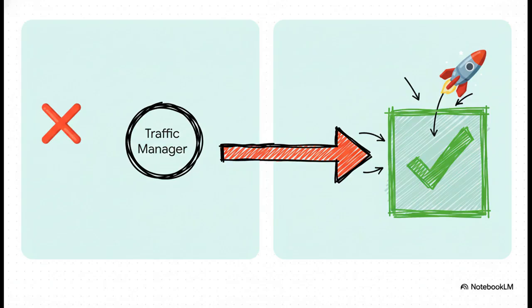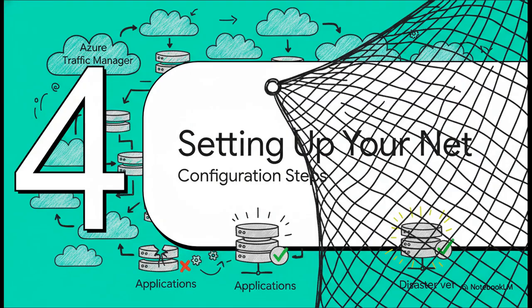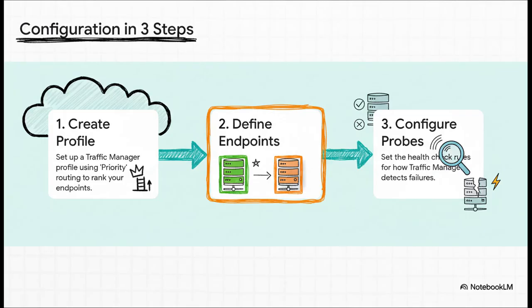to flip a switch. Okay, so you might be thinking, wow, that sounds incredibly powerful, but it must be a nightmare to set up, right? Well, what's really interesting is just how straightforward it is to configure this safety net for your own applications. It really just boils down to three main steps. First, you create a Traffic Manager profile and you pick the priority routing method. This just tells it to always send traffic to the healthiest endpoint with the highest priority. Second, you define your endpoints, marking your main site as priority 1 and your failover site as priority 2. And finally, you set up the health probes. You tell Traffic Manager exactly how to check if your app is alive and well.